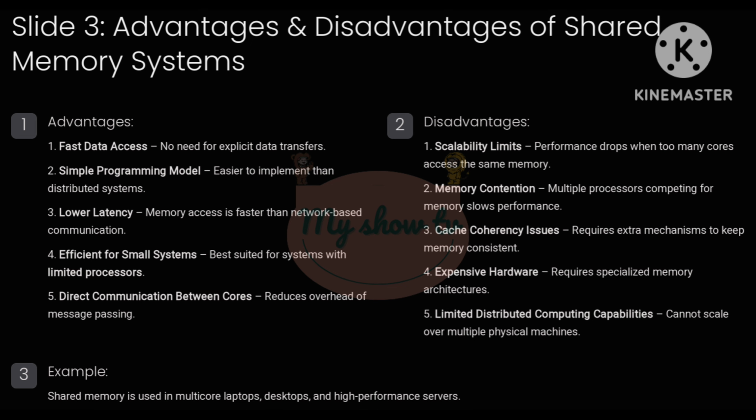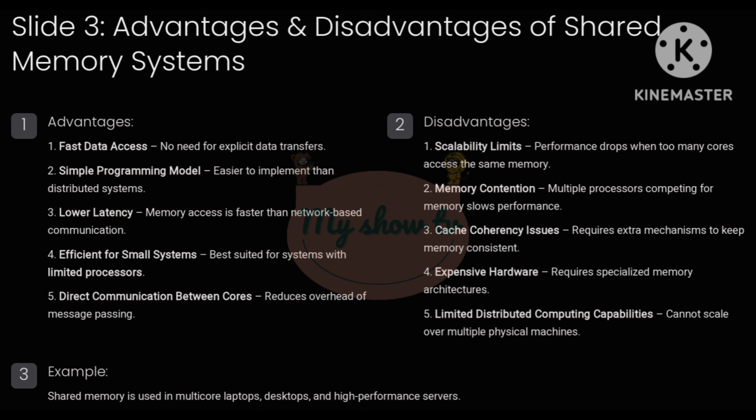4. Efficient for small systems, works well when the number of processors is limited. 5. Direct core communication, no message passing overhead, improving efficiency. Disadvantages: 1. Scalability limits, adding more processors can lead to performance bottlenecks. 2. Memory contention, too many processors accessing the same memory slows execution.